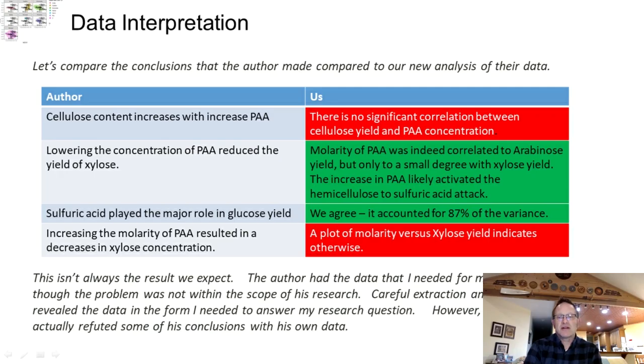However, a plot of molarity versus the xylose yield indicated that peracetic acid had no negative impact in decreasing. It actually increased. So this wasn't always the result we expect. I mean, the author had data that I needed for my problem, even though the problem was not within the scope of my question, right? His research was expressly looking for the impact for producing ethanol.